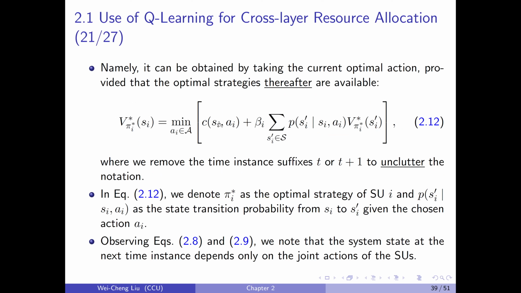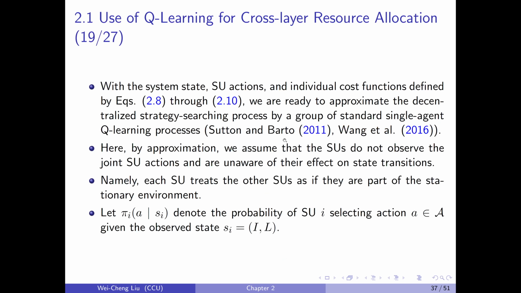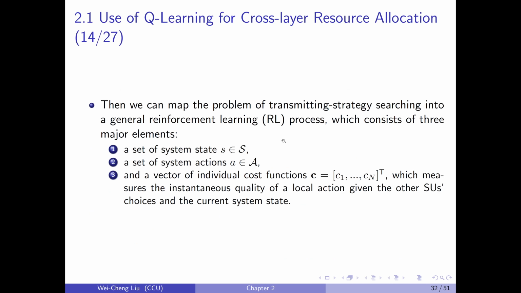And C is a function of Si and Ai, plus beta i, where beta i is the discount factor of secondary user i, and summation over all Si prime, which is in the set capital S. Do you remember what is capital S? Let us review it. Capital S is a set of system states.